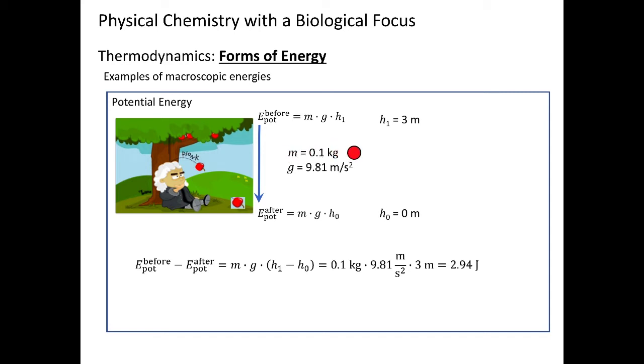We could also say 100 grams, of course, but that's not what we want to calculate with. We have the gravitational acceleration, which is 9.81 meters per second squared. And then we can basically take the difference, the potential energy before, the potential energy after. This is m times gravitational acceleration times the difference in height. So h1, 3 meters, h0, 0 meters. And when we plug that in, we get a potential energy difference before and after of 2.94 joules. Again, of course, not per mole, but just in joules.